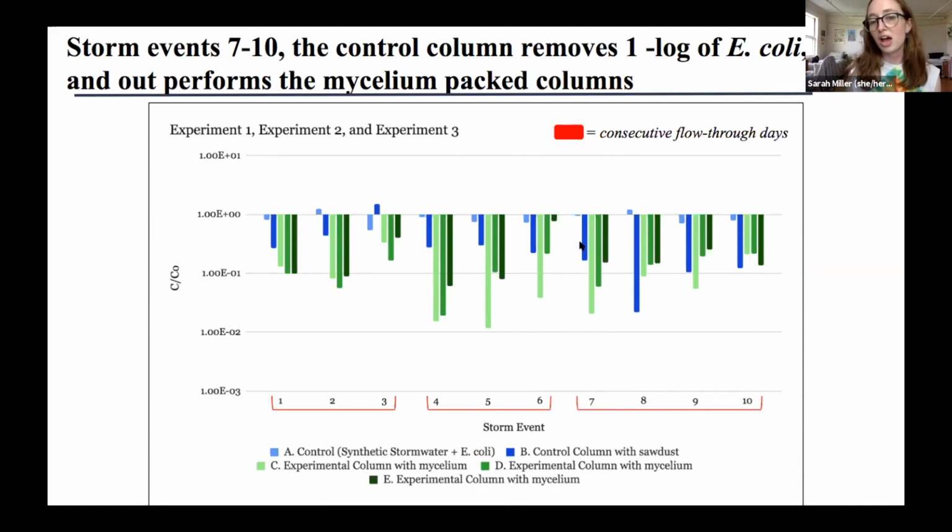And we did observe an increase in removal by the control column containing sawdust, and that is the blue bar on the graph. We also noticed after looking at these 3 experiments that the last storm event of each experiment, so storm events 3, 6, and 10, there is a decrease in performance by the mycelium packed columns. And we hypothesize that this is caused by a higher saturation in the columns at this point in each experiment, which is reset by the drying periods in between the experiments.